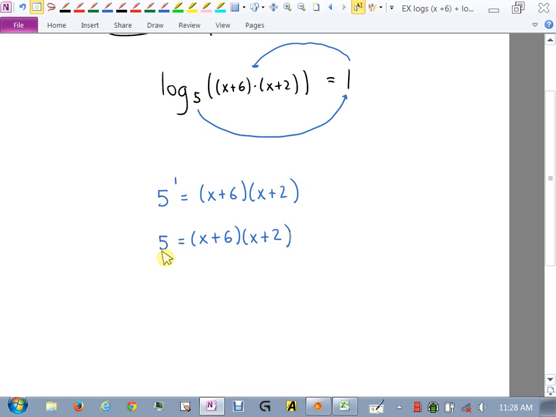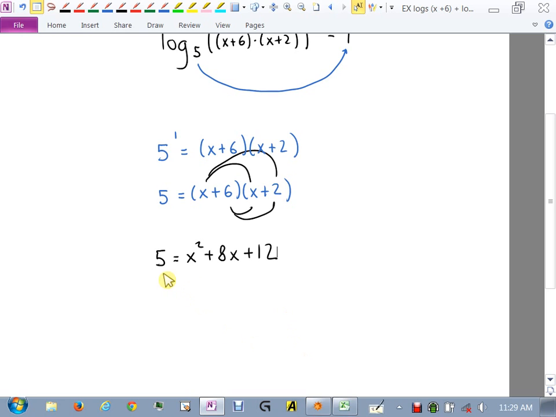So what I'm going to have to do is multiply this out. When I do that, it's going to be a quadratic, isn't it? And I'm going to bring the 5 over, and then I'll have 0 on that side, and then I'll solve whatever equation's there. But you have to do that step. If you don't, it's really wrong. So there. So I have 5 equals x squared plus 2x plus 6x, which is 8x, then plus 12.